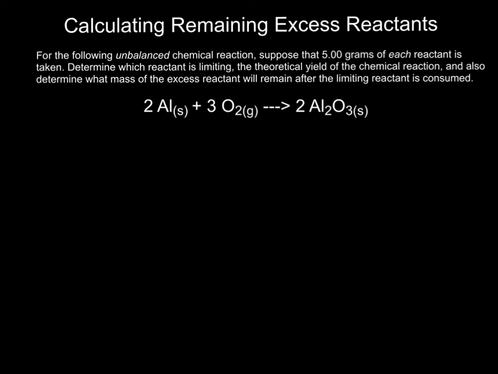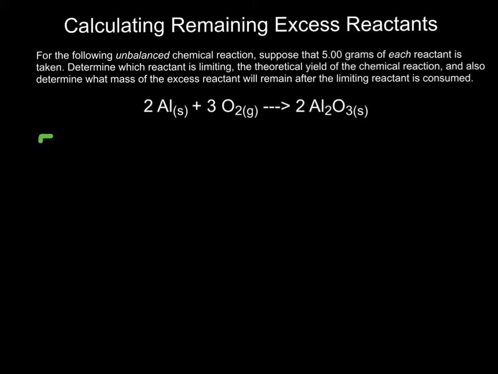Okay, everybody. Tonight we're going to look at a continuation of our limiting reactants, and we're going to start looking at how we calculate the remaining excess reactant in a reaction. So the first part for us here is to first calculate our limiting and excess reactants and find our theoretical yield like we did the other night.